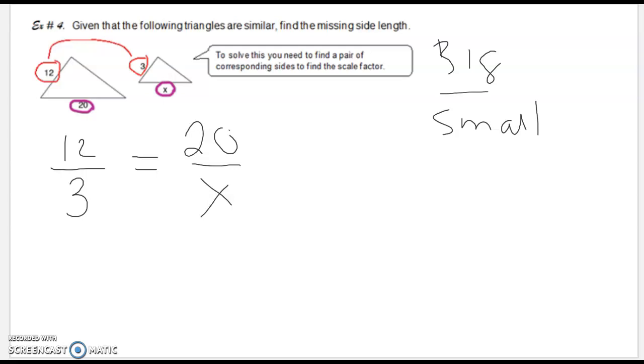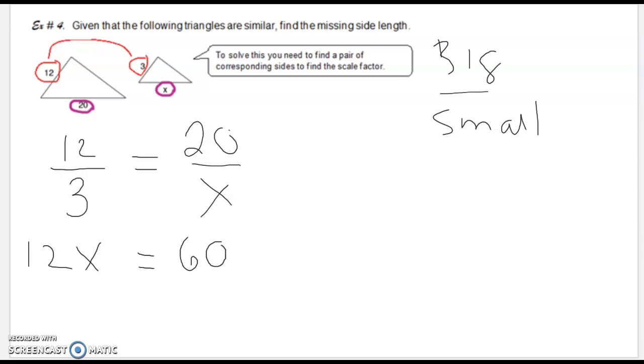So I always keep my equal sign lined up. And then whatever one has my variable, I usually like to multiply this way first. So 12 times x is going to give you 12x. Now I keep my equal sign lined up like I said. And now I'm going to cross multiply the other way. So 3 times 20. And in your calculators, 3 times 20 gives you 60.